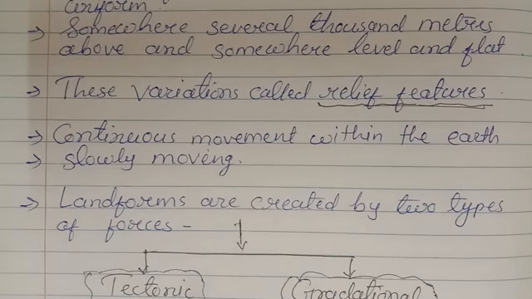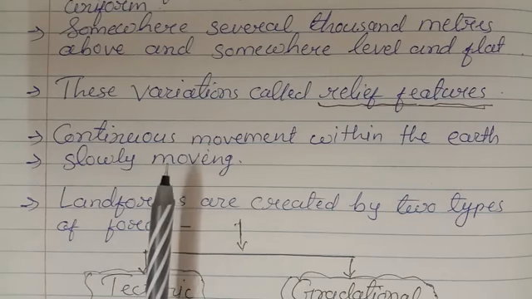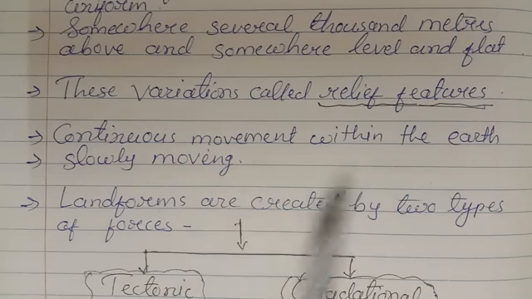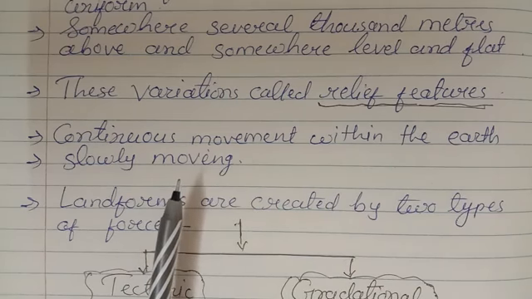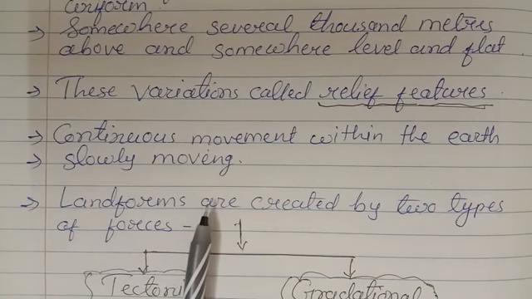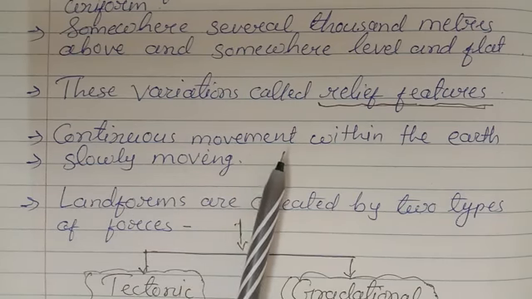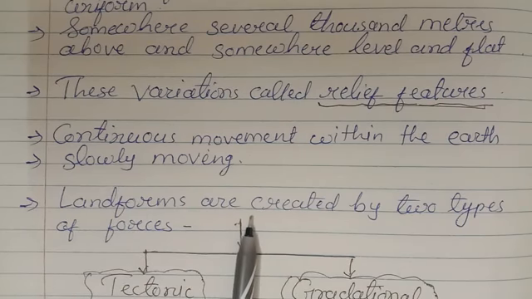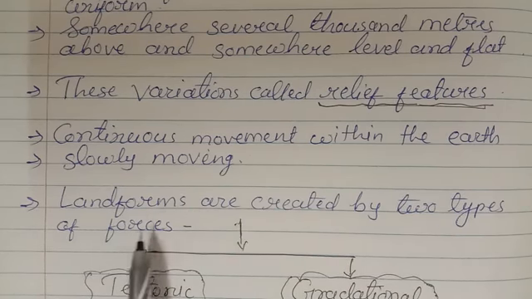It is continuously moving, but the rate of the movement of this land is very slow. The continuous movement is there within the earth, but the land is also moving, very slowly. Because of this movement of the earth, many landforms are created. Those landforms are created by two types of forces.